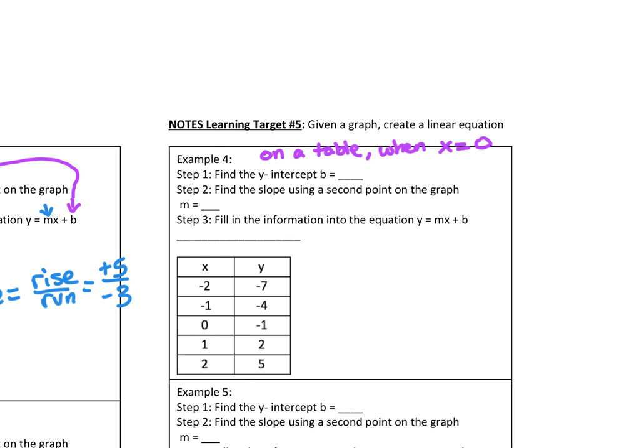Okay, so now let's look at our table of values. Do we have x equals 0 anywhere? Yeah, we sure do. So right there, right there. So what is our value of b? So b is -1. Okay.